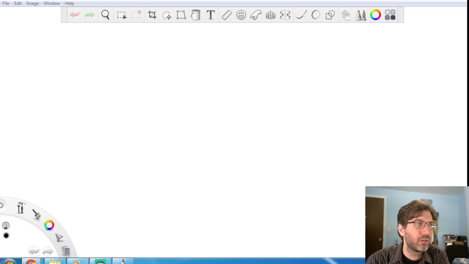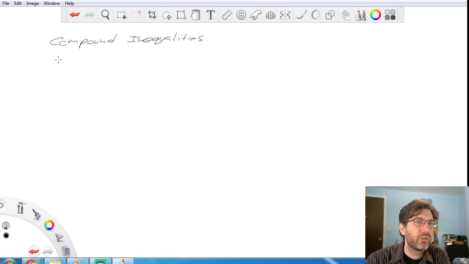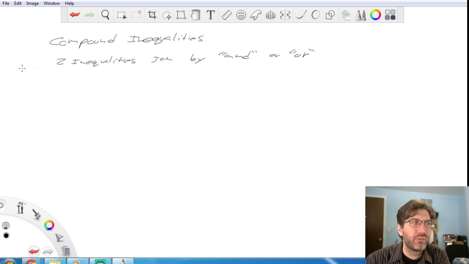Compound inequalities are like normal inequalities, only they're compounded with another inequality. So compound inequality, just so we know we're doing compound inequalities today. And if you're following along with the PowerPoint, it's coming right off of that. Compound inequalities are two inequalities joined by the words and or. So it's going to be a combination of inequalities.